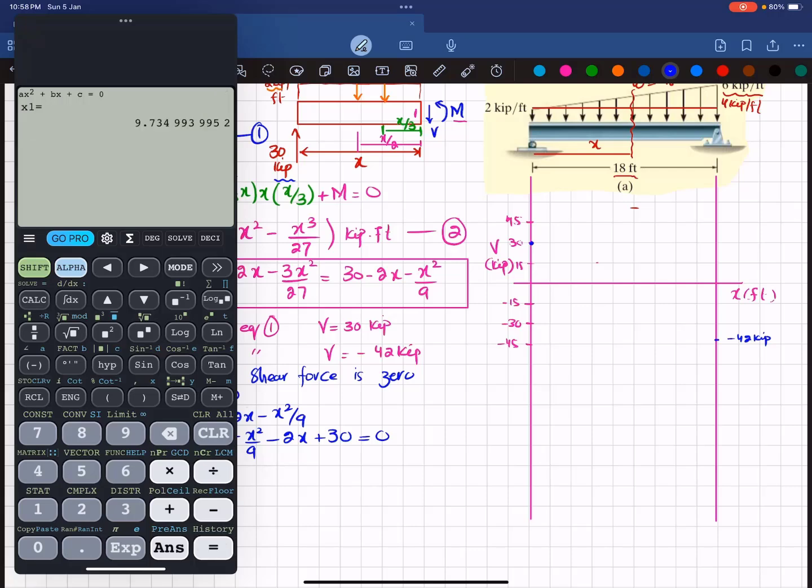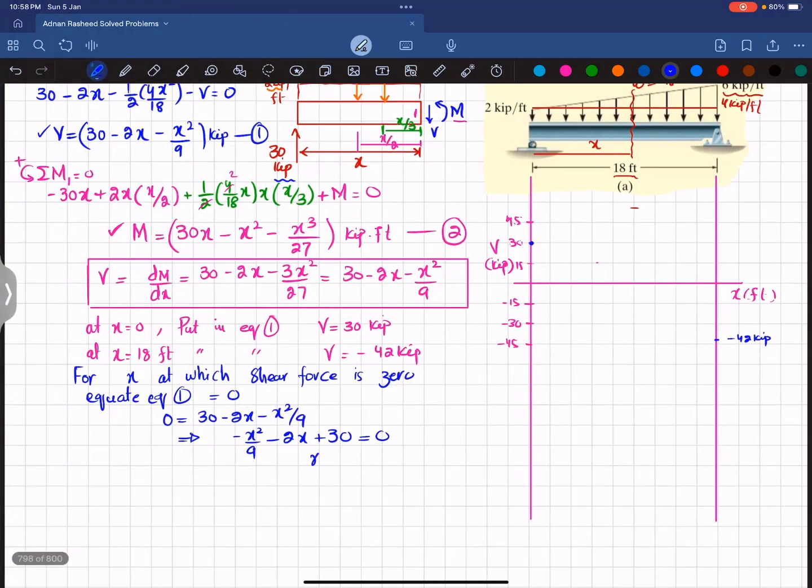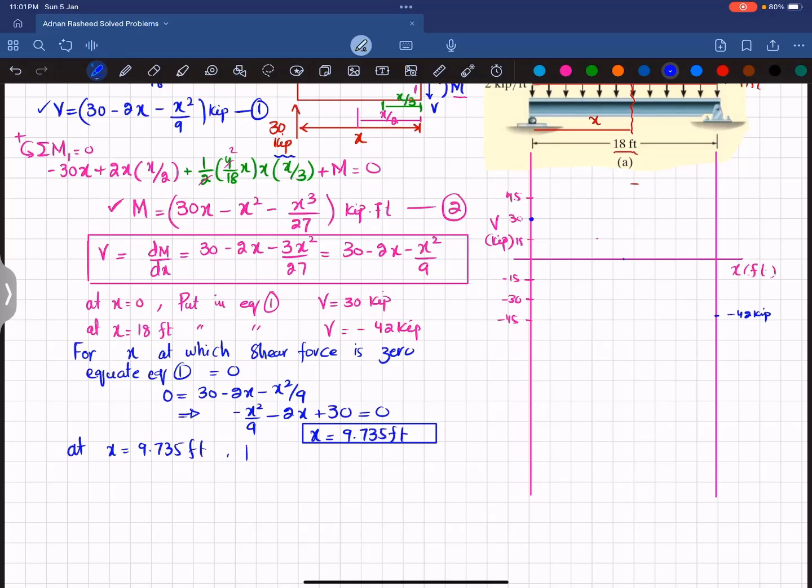When you solve this, you can see one of the roots is 9.734 and the second is negative, so we will neglect that value and choose the one root. x will be equal to 9.735 feet. Now we will see the value of the shear force at this point. At x equal to 9.735 feet, put in equation 1, we will get V equal to 0.